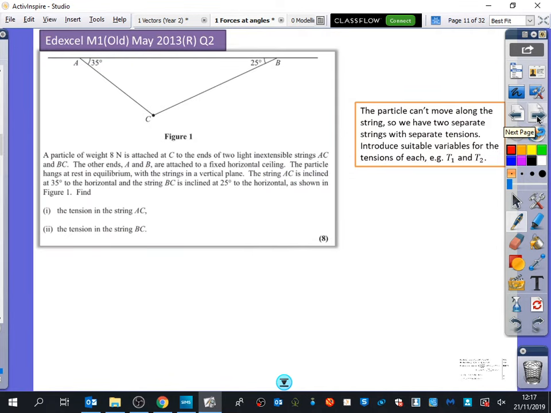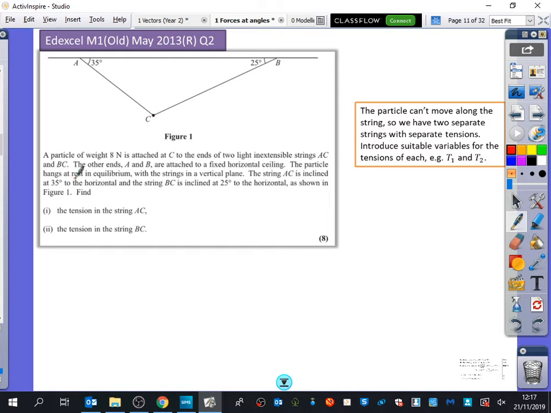So this time we've got an exam style question, and we've got something that's a bit different because of what I've got in that orange box. It says a particle of weight 8 newtons is attached at C, here, to the ends of two light inextensible strings AC and BC. Basically, there's a particle here and it's attached to two strings. The other ends, A and B, are attached to a fixed horizontal ceiling. So we're looking at this side on.